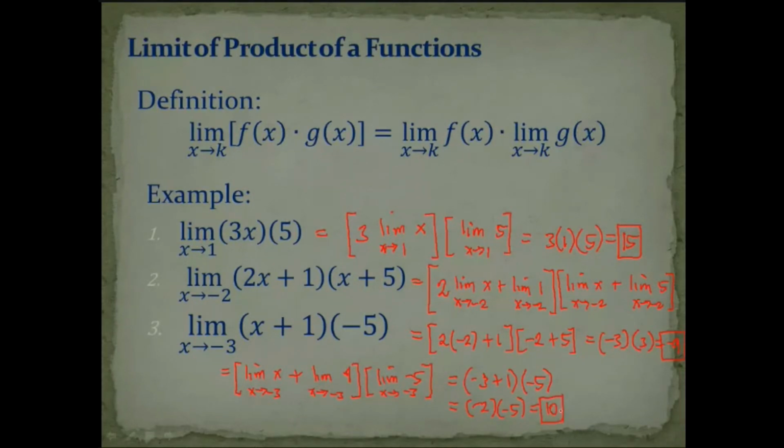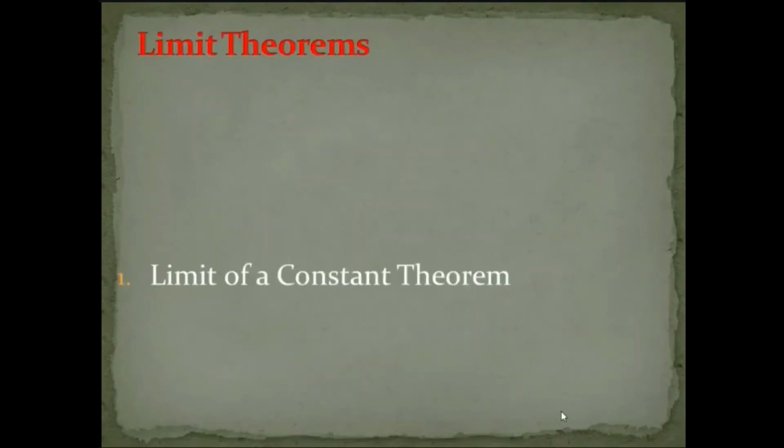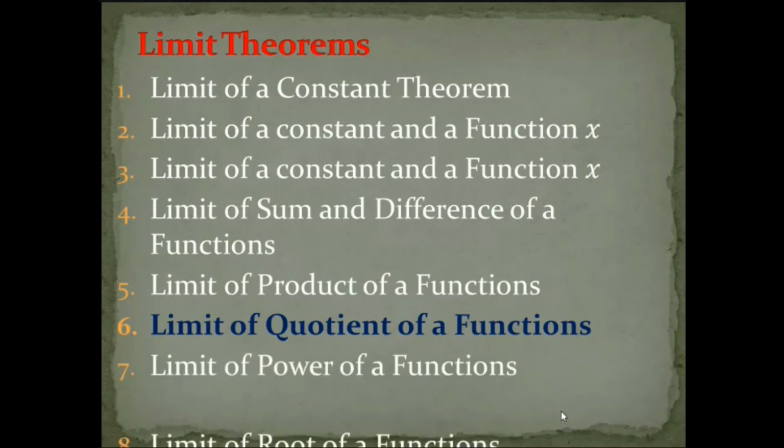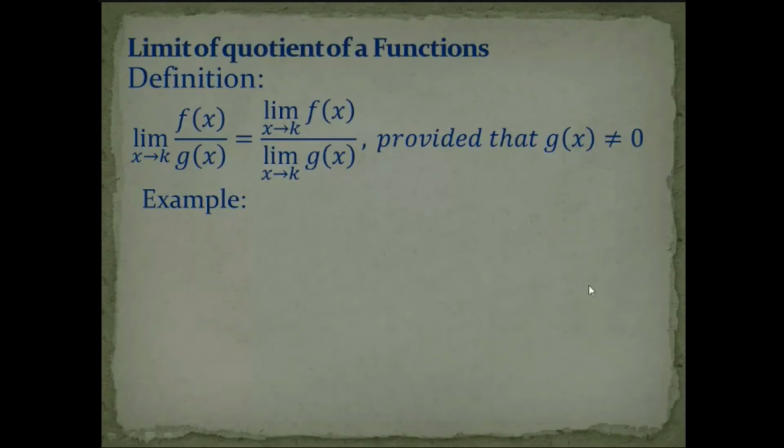Okay, this time, sa sixth theorem. Ano ba yung sixth theorem? Ito yung quotient. Limit of quotient of a function. Okay. So kung mapapansin nyo, sum, difference, product, halos parehas lang, operation lang yung nagkaiba. Katulad nitong quotient. Tingnan nyo. Limit of f of x over g of x as x approaches k ay equal daw sa limit of f of x as x approaches k all over limit of g of x as x approaches k, provided that g of x must not equal to 0.